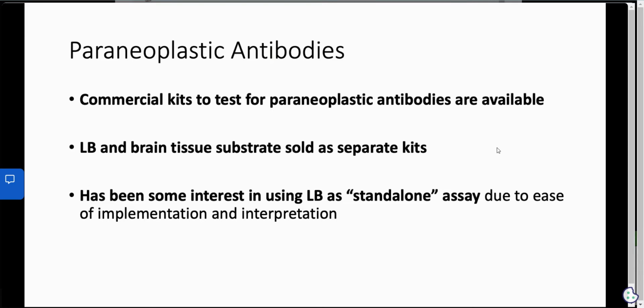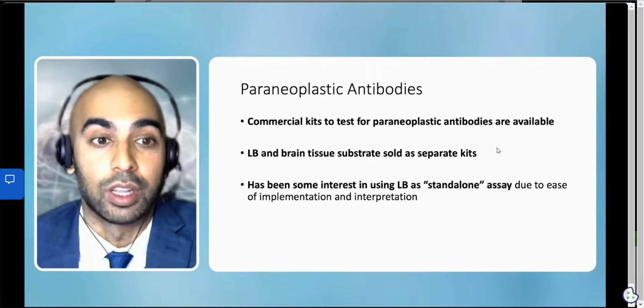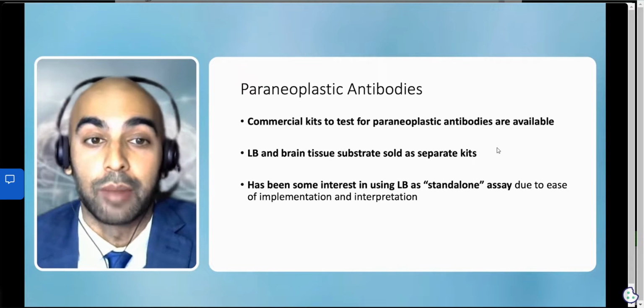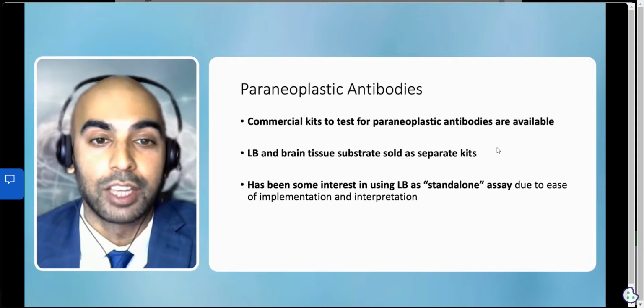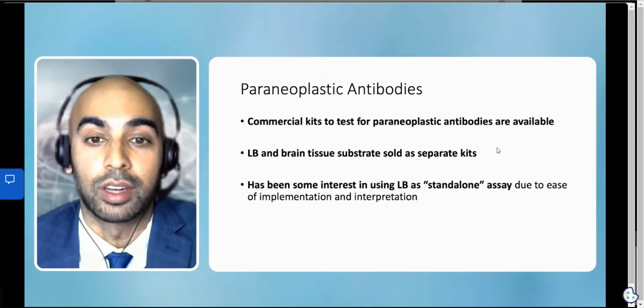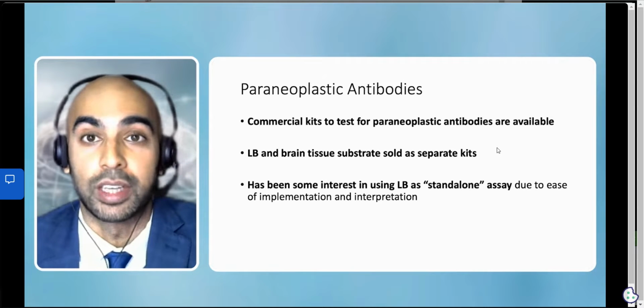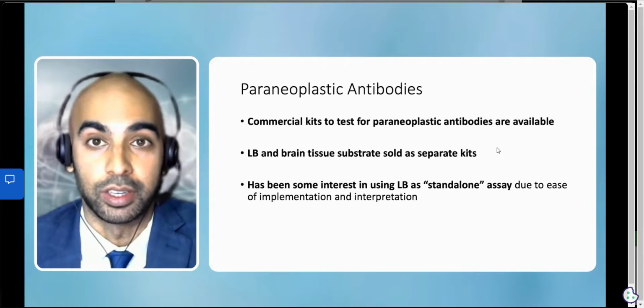Commercial kits to test for paraneoplastic antibodies are available. Both line blot and brain tissue substrate are sold as separate kits. However, there has been some interest in using line blot as a standalone assay due to ease of implementation and interpretation compared to interpreting brain tissue staining patterns.